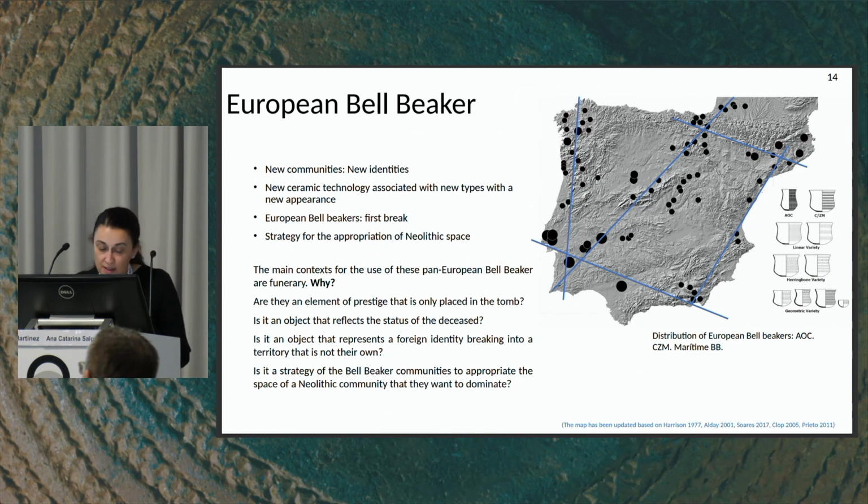Today, the number of Beaker sites has expanded, indicating that the presence of these artifacts is probably even greater than we know. The distribution of these sites is coastal and along some stretches of the Guadiana, Tagus, and Ebro valleys. The main context for the use of these pan-European Beakers is funerary. Why? Is it an element of prestige that is only placed in the tomb? Is it an object that reflects the status of the deceased? Is it an object that represents a foreign identity breaking into a territory that is not their own? Is it a strategy of Beaker communities to appropriate the space of a Neolithic community that they want to dominate?